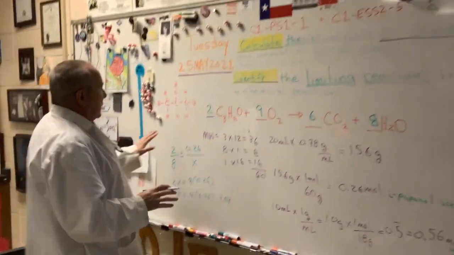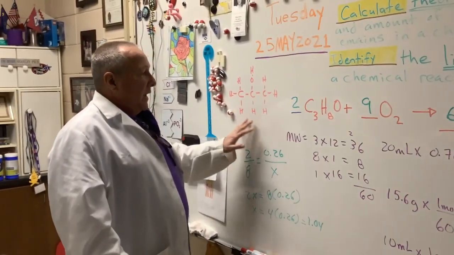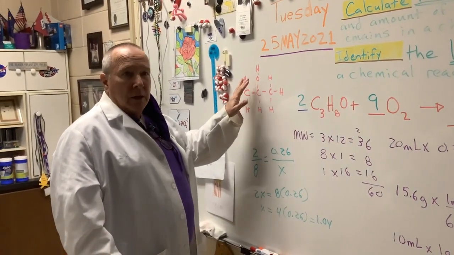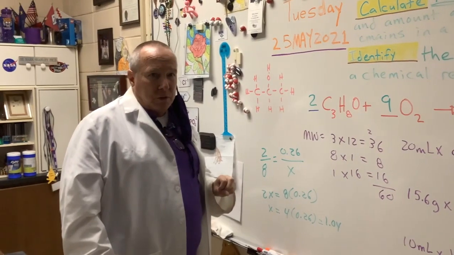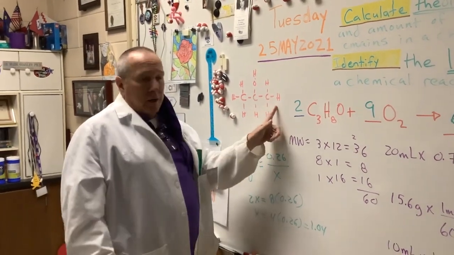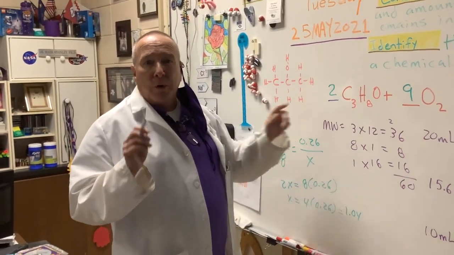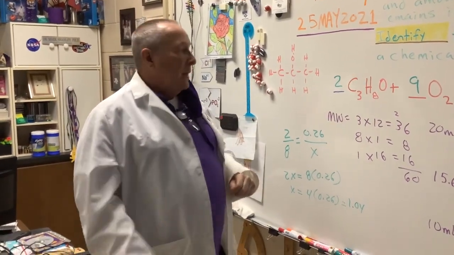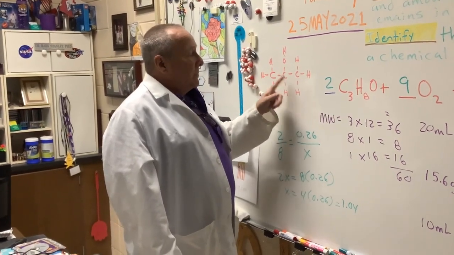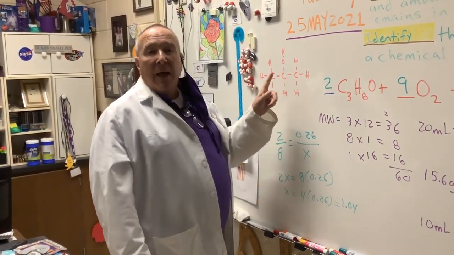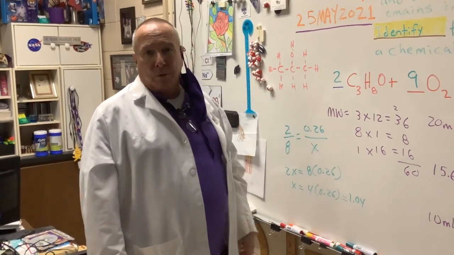Isopropyl alcohol is a 3-carbon alcohol. It's 3 carbons, 8 hydrogens, and 1 oxygen. The alcoholic OH group has 2 possible positions it can go to. It can go on the end, and that makes it n-propanol or normal propanol. Or it can go on the middle carbon, and when you do that, that's why we call it isopropanol.